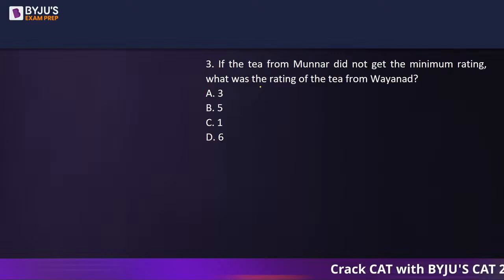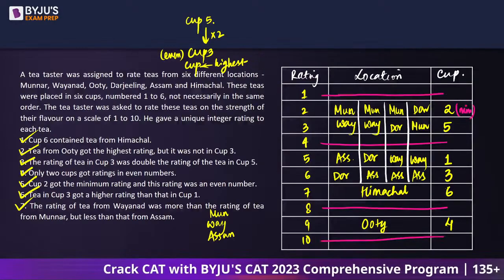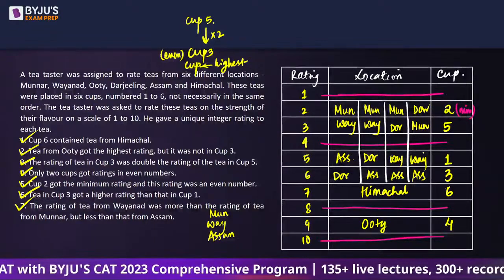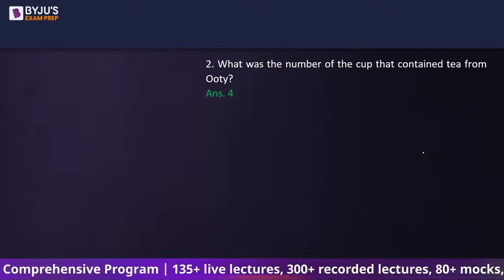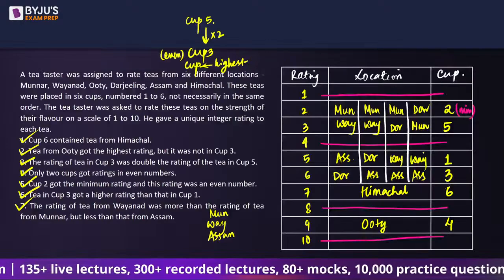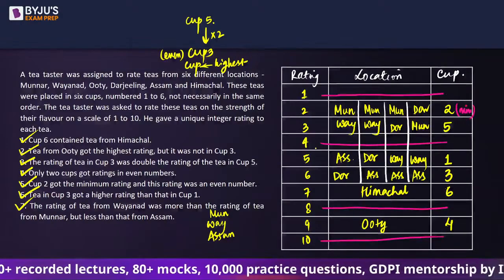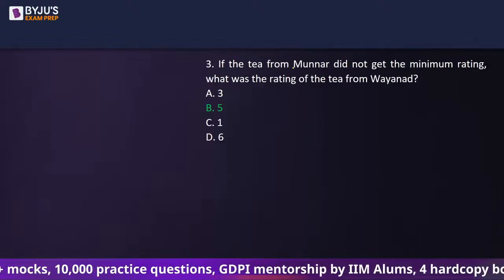Third, if the tea from Munnar did not get the minimum rating. So we are talking about Darjeeling, Munnar, Wayanad and Assam, the last possibility out of these 4 cases, right? What was the rating of the tea from Wayanad? So Wayanad wale tea ka jo rating tha, that was 5, right? So this is going to be option B.